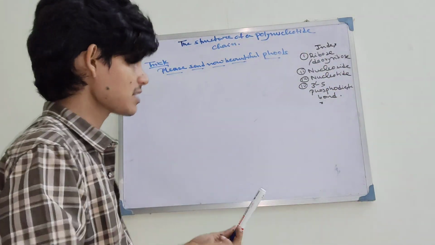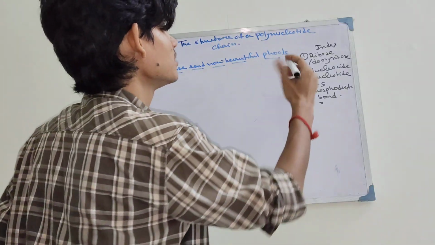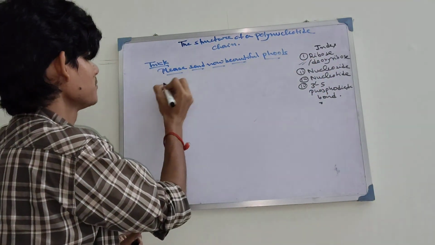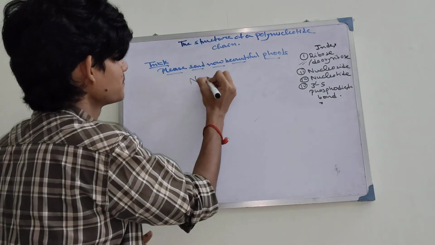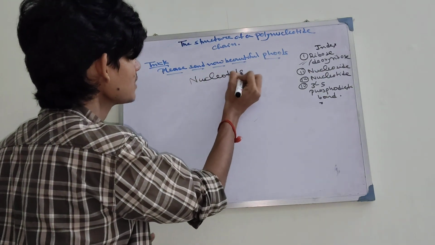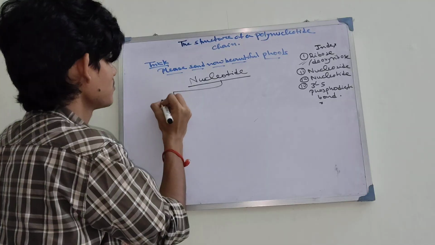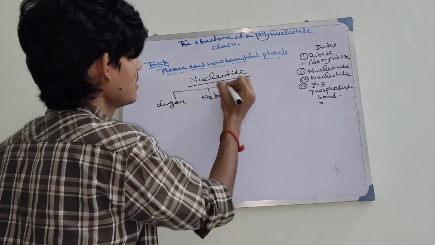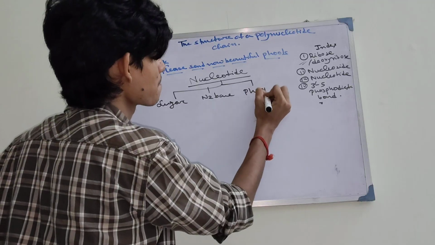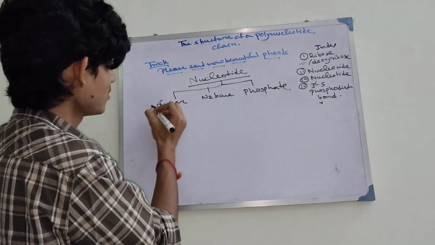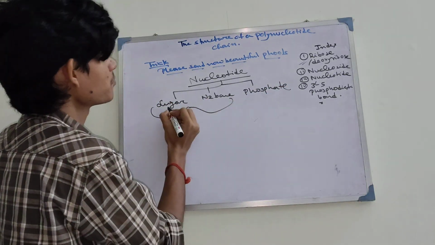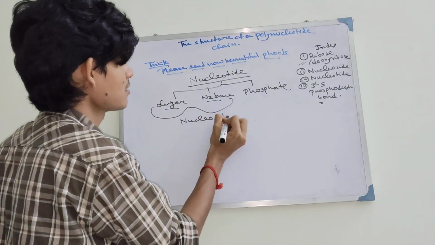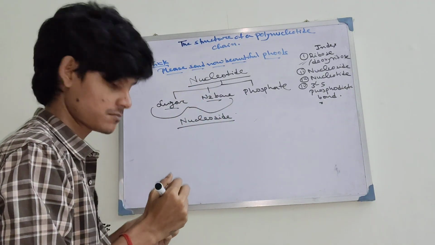Okay, now first let's learn about the deoxy or ribose sugar. So one nucleotide is made up of 3 components. One is sugar, one is nitrogenous base, and the third one is phosphate. And one nucleoside is made up of sugar and nitrogenous base. So let's decode them.